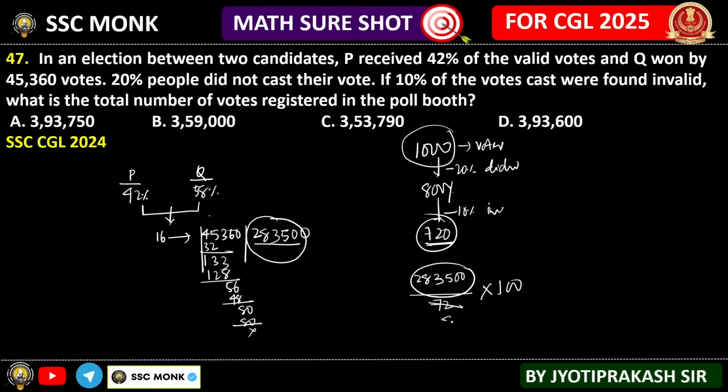This can be divided by 9. 9 8s are 72. 9 3s are 27. 1 3. 9 1s are 9. 4 5. 9 5s are 45. Then again 8 4s are 32. So 8 3s are 24. 7 5. 8 9s are 72. 30. 8 3s are 24. 60. 8 7s are 56. 50. So this can be written as now 3937.5 into 100. That is equal to 3,93,750. So that is the answer. Answer option A. Clear? Sorted?